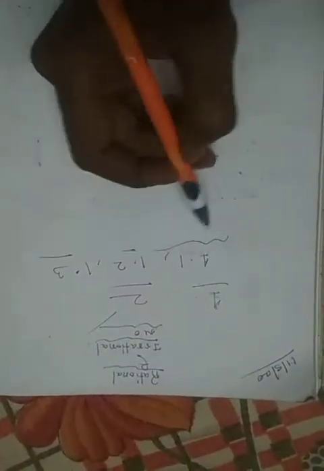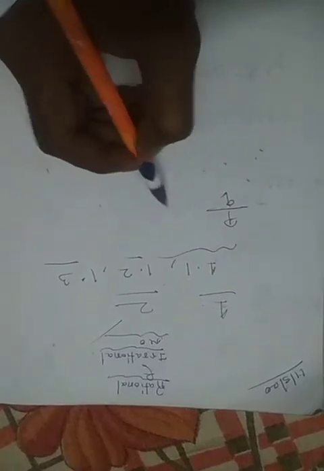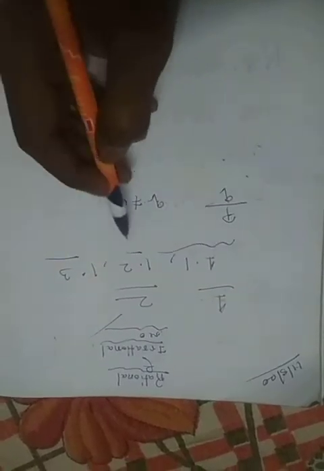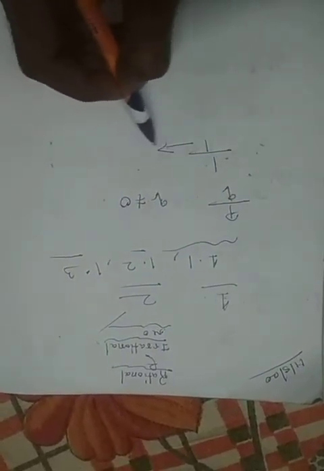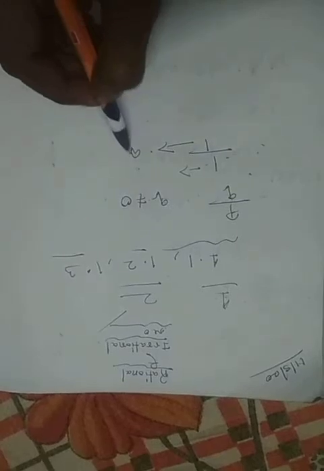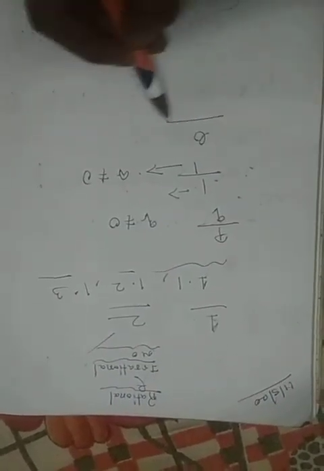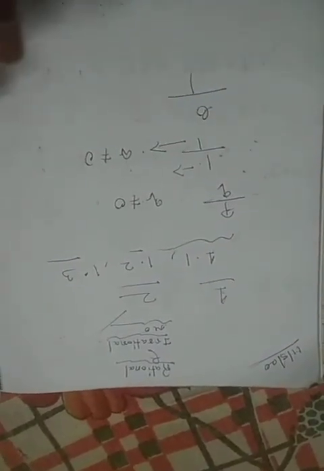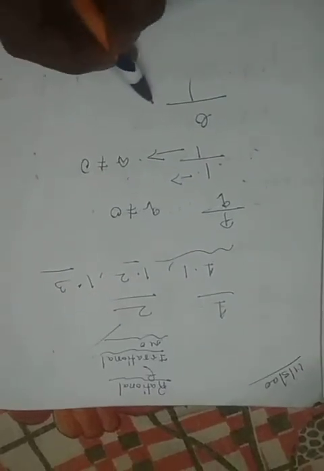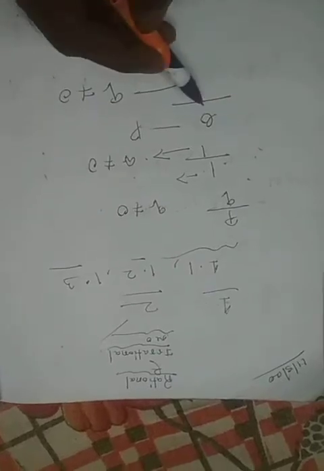What is that definition? Any number which can be expressed in the form p by q where q is not equal to 0. That means 1 can be written as 1 by 1. Here you can say p is 1 and q is 1 and q not equal to 0. So 1 is a rational number. Similarly 0 can also be written as 0 by 1. So here also p is 0 and q is 1 and q not equal to 0. So I can say 0 is also a rational number.